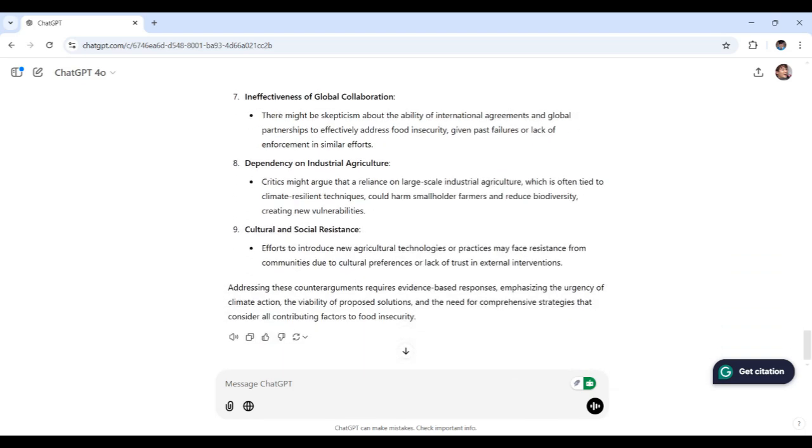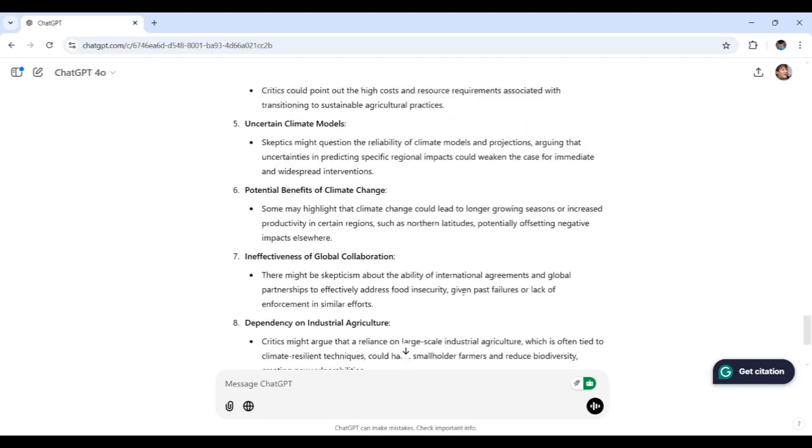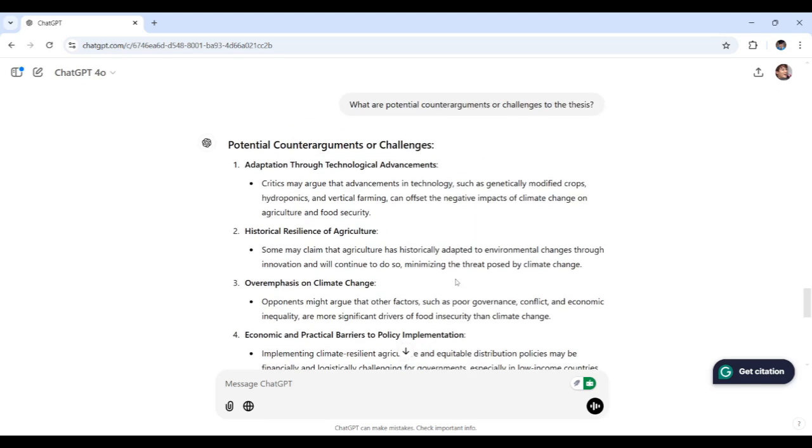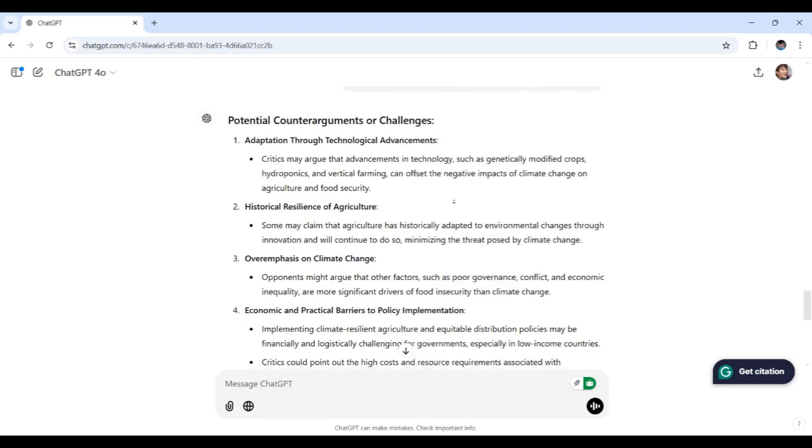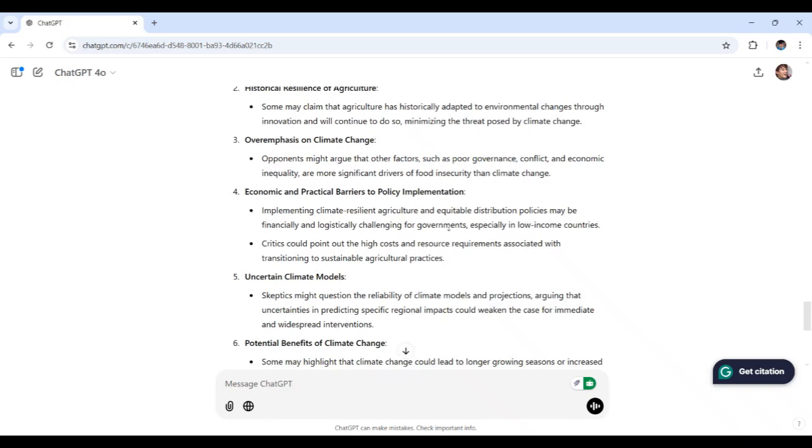And then we got one more, like cultural and social resistance. Efforts to introduce new agricultural technologies or practices may face resistance from communities due to cultural preferences or lack of trust in external interventions. All right, so addressing these in your paper will make your argument more balanced and persuasive. And there you have it, a complete guide to using ChatGPT for developing a thesis or research question. Now, this process can transform your brainstorming sessions and set you on the path to academic success.